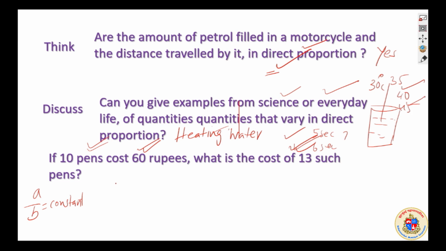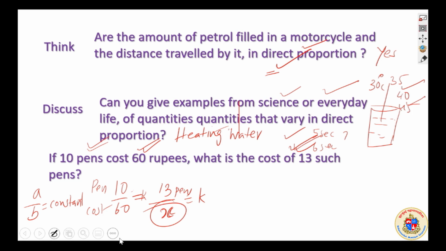So we will say that if you write 10 upon 60, the ratio of pens upon its cost, then the same ratio will be there for 13 upon x. 13 pens, so not 13 x pens, the cost of 13 pens will be x. That means the cost will increase. This ratio will be the same. If it is k in this case, here also it will be k. Now you are asked to find out the cost of 13 pens. So what we will do, 10 upon 60 is equal to 13 upon x, जो 13 का cost हमको मालूम नहीं.